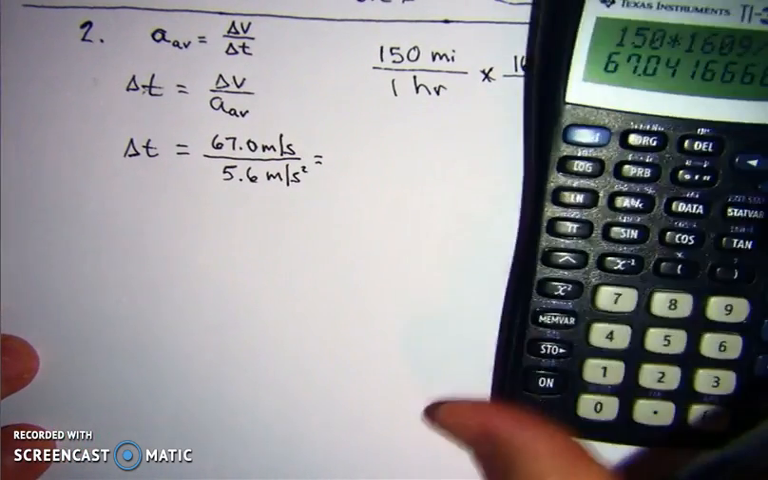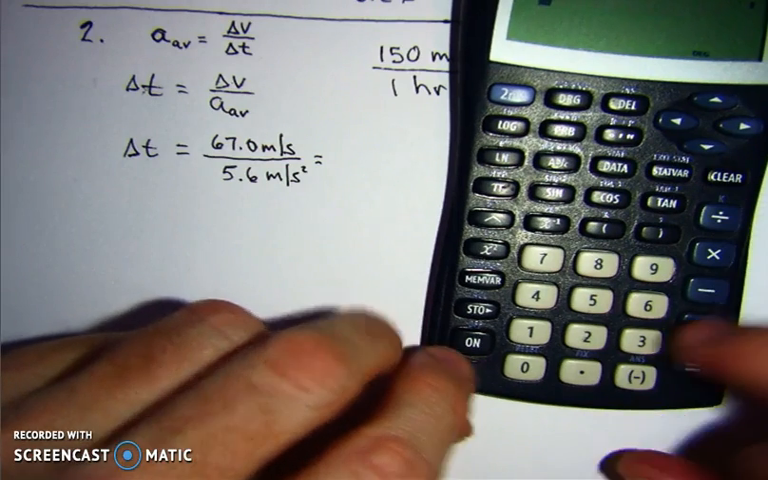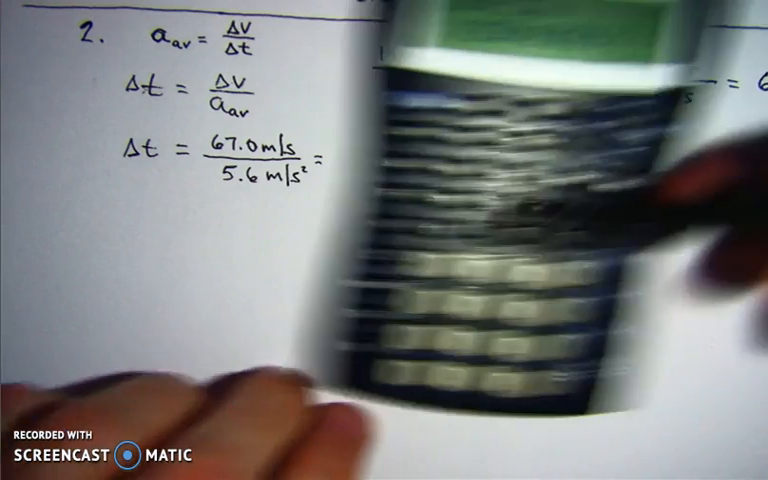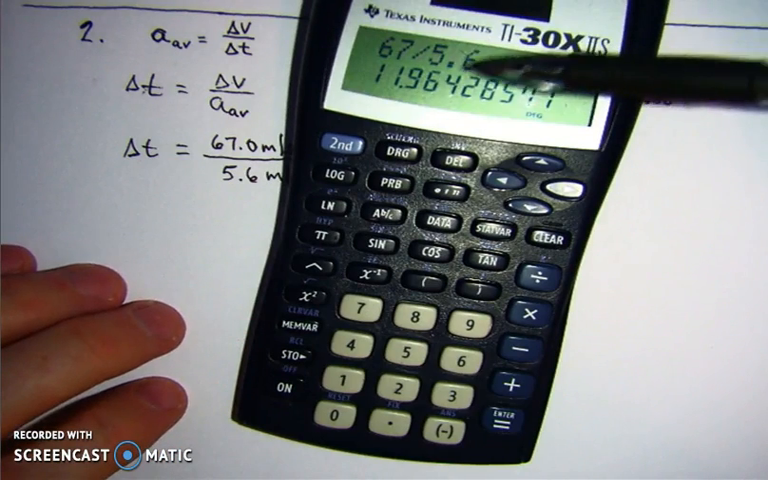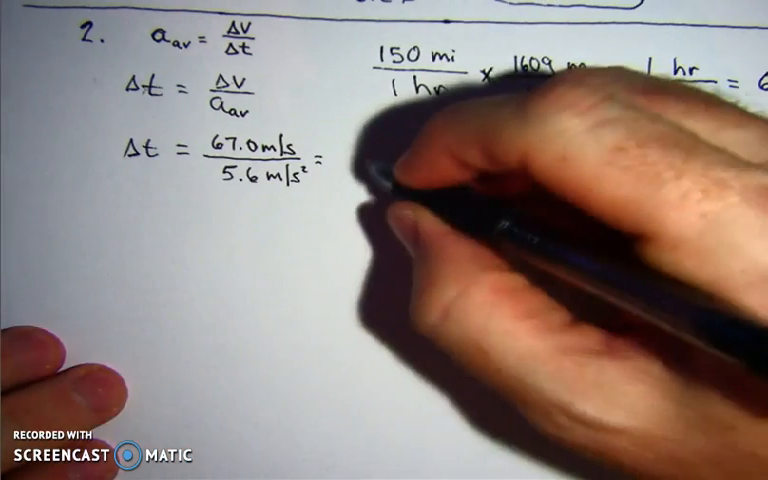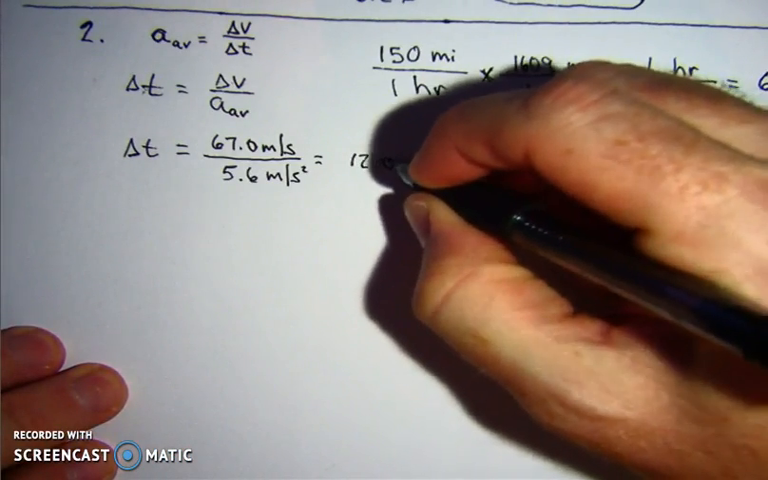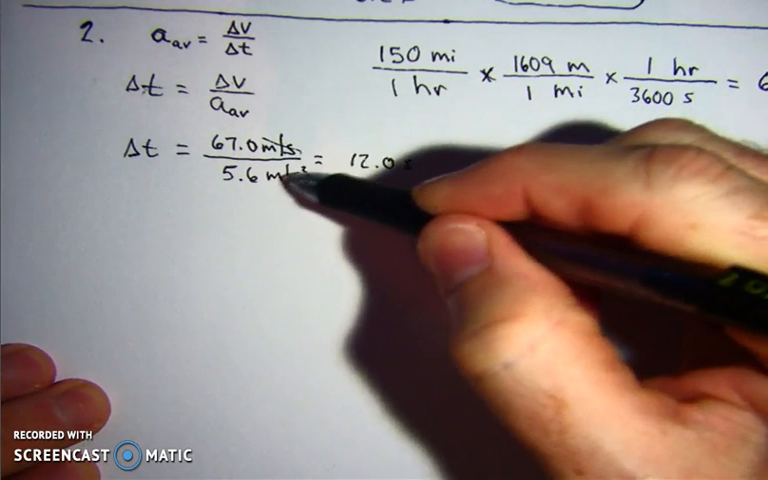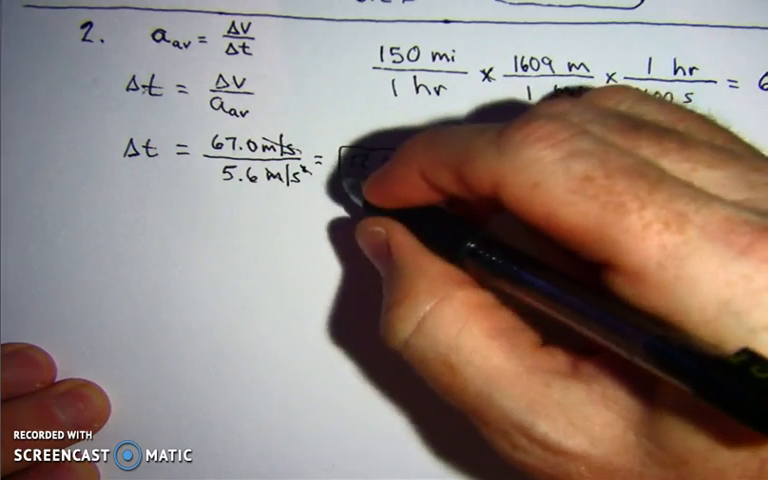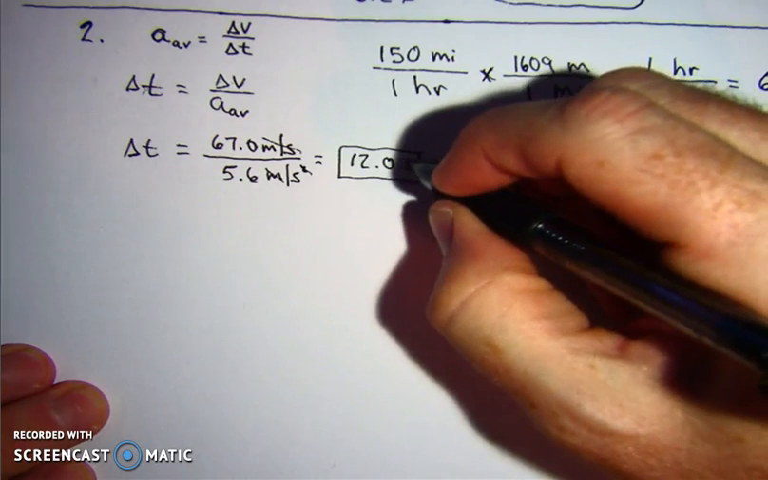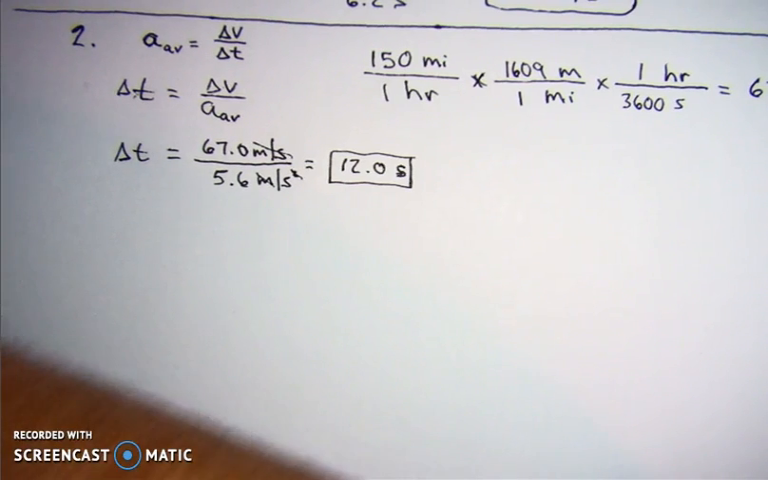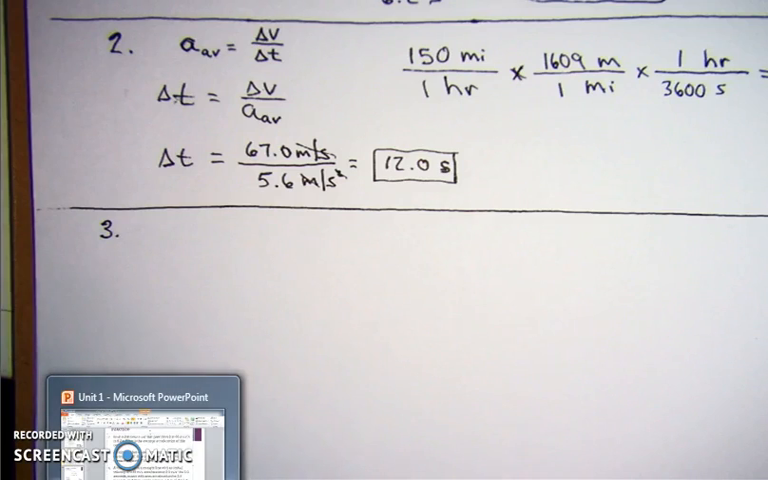And that equals 67 divided by 5.6, which is 11.96, which we'll just round up to 12.0, because that 6 is going to round the 9 to a 0, carry the 1, 12.0 seconds. And just remember, meters per second is going to cancel out meters per one of these seconds, and you're just left with seconds as your units. So 12 seconds is how long it will take that airplane to accelerate to 67.0 meters per second, or 150 miles per hour.